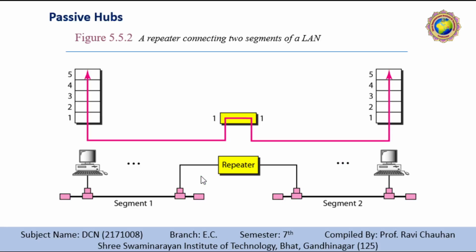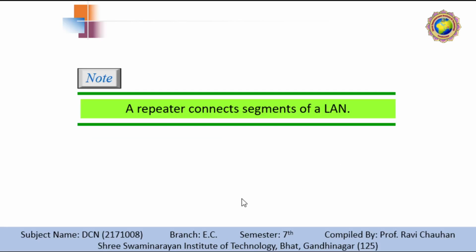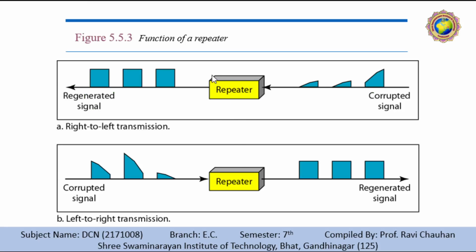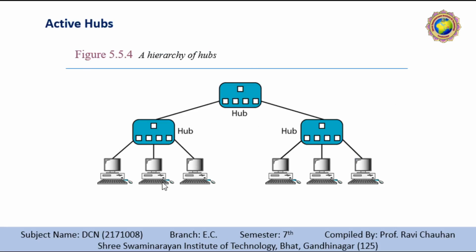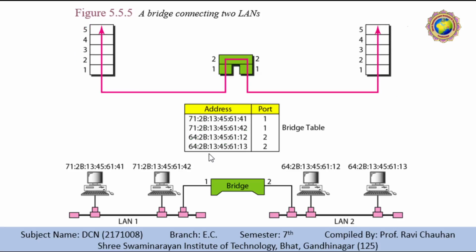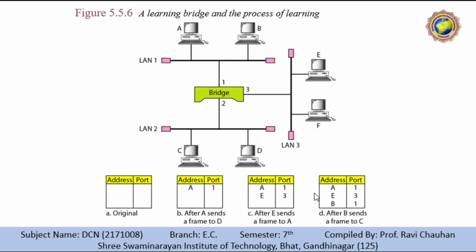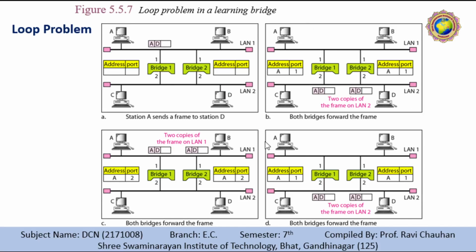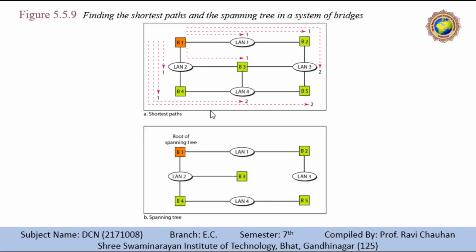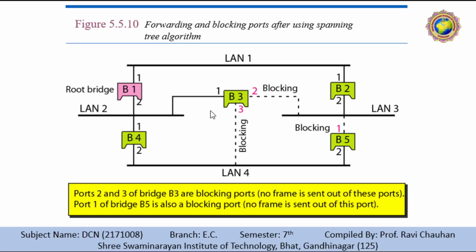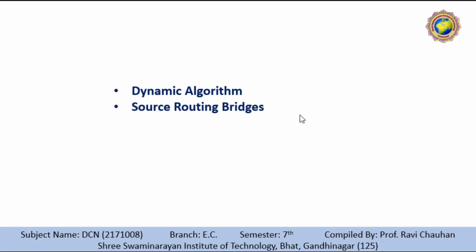We started with passive hubs, then the repeater, the function of a repeater, various active hubs, the bridge concept and its port addressing, the transparent bridge, then how to update the table of a bridge with the help of a diagram, the looping problem and its solution, the spanning tree, various forwarding and blocking ports using the spanning tree algorithm, the dynamic algorithm and source routing bridges.